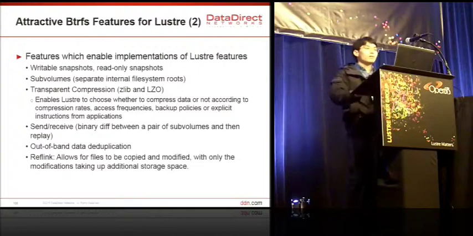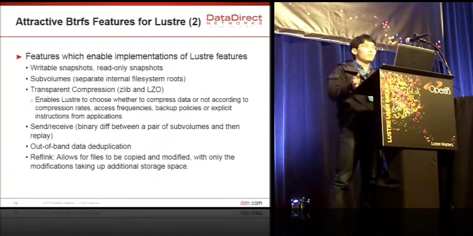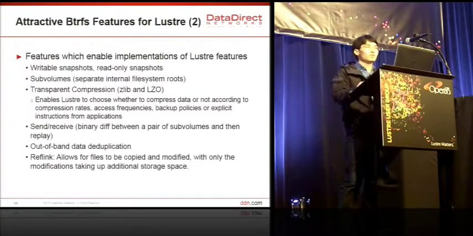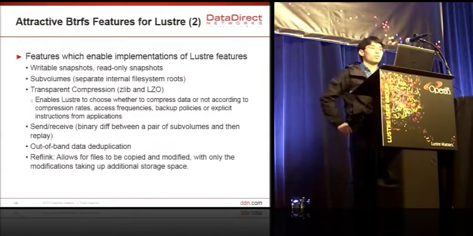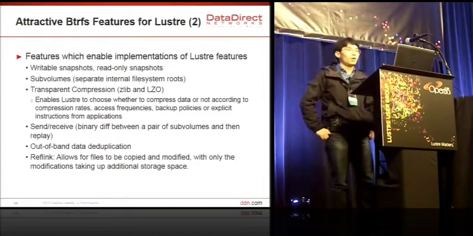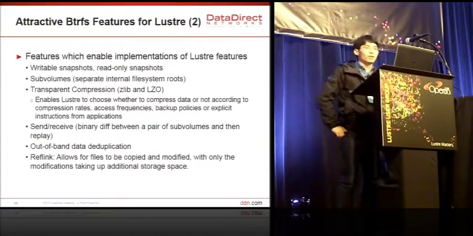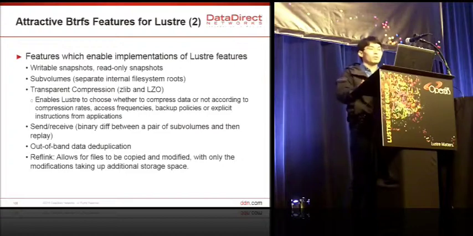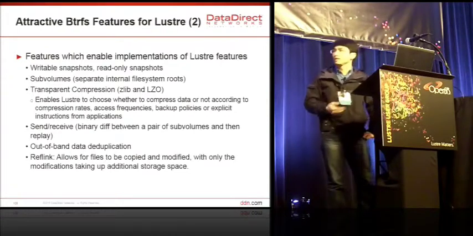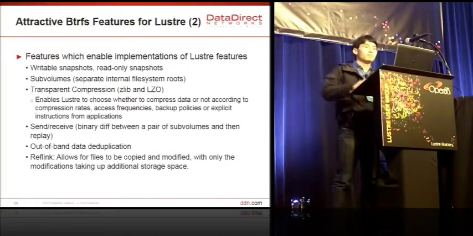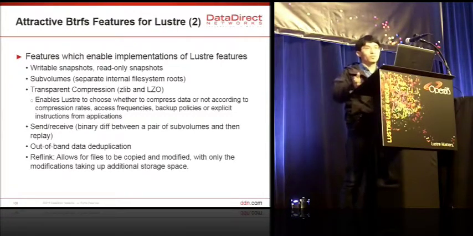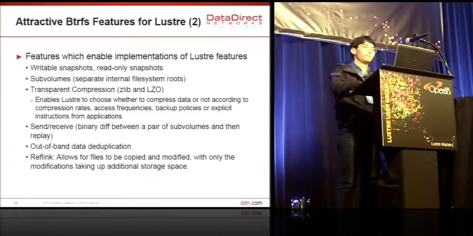There are also some other features which will enable us to implement features for Lustre itself. For example, the features of snapshots, subvolumes, compression, send and receive, deduplication, reflink. We can look through this list and build some Lustre features based on these features.